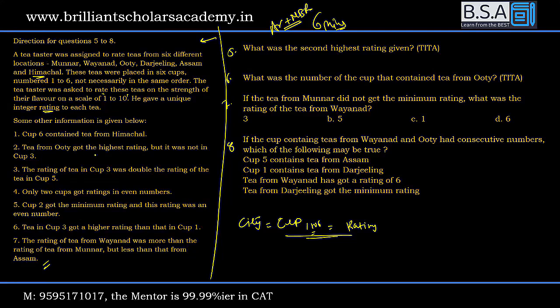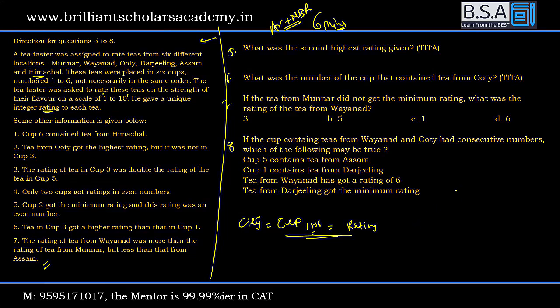Tea from Ooty got the highest rating, but it is not in cup 3. Rating in cup 3 was double the rating of cup 5. Only 2 cups got rating in even numbers. Cup 2 got minimum rating, and this rating was even number. Tea in cup 3 got a higher rating than cup 1. Rating of tea from Wayanad was more than tea from Munnar but less than tea from Assam.